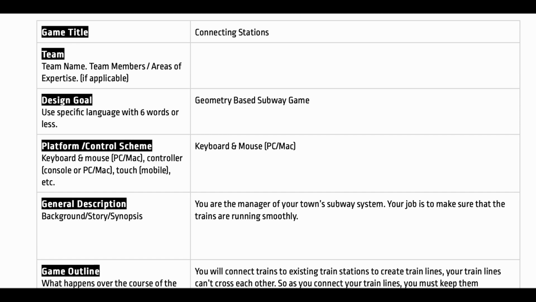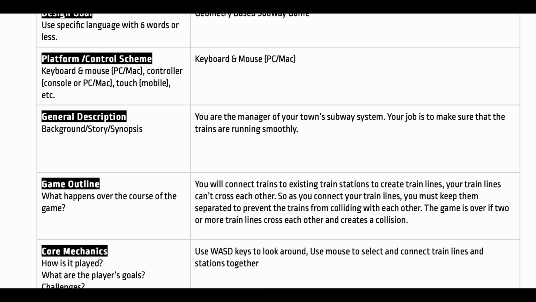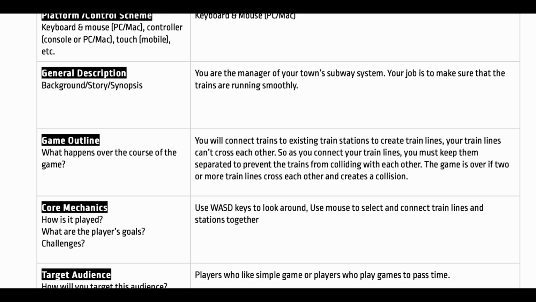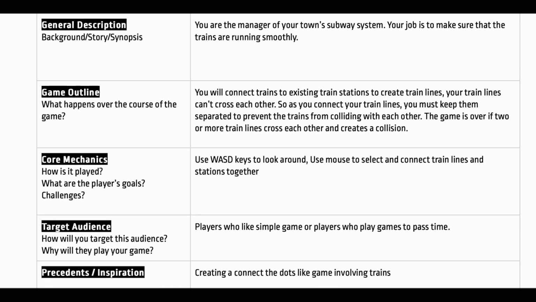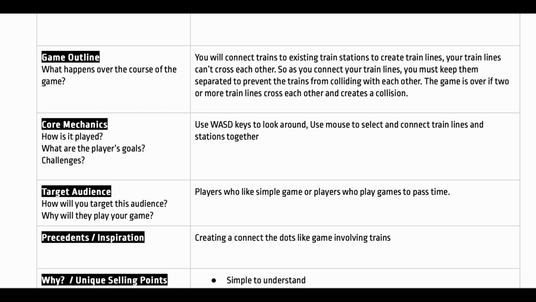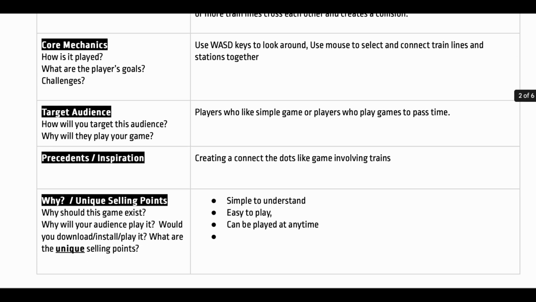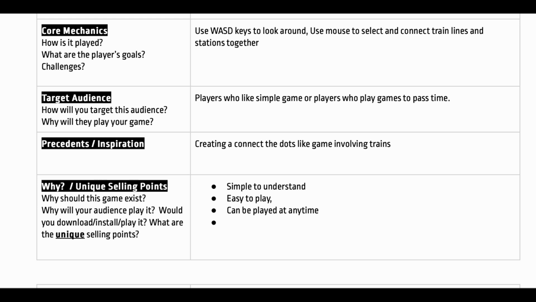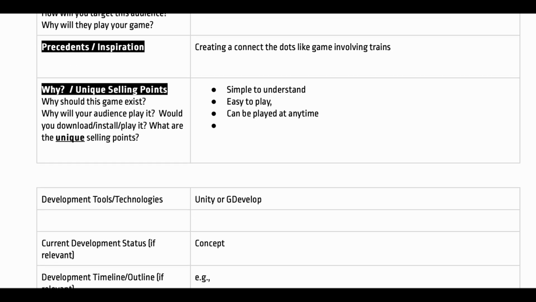Essentially, you are a manager of a town's subway system, and your job is to make sure that the trains are running smoothly. So essentially, you will connect trains to existing train stations to create train lines. Your train lines can't cross each other, so you must keep them separated. If two train lines or more end up colliding with each other, that will result in the end of the game and you would have to restart. You will use the WASD keys to move and the mouse to select.